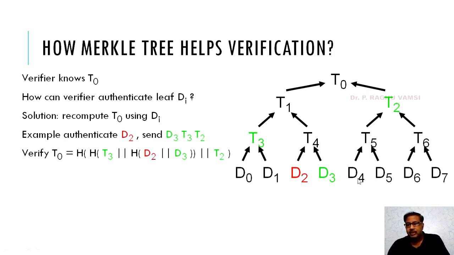For example, if I want to know whether D4 is tampered or not, then I need to have D5, T6, and T1. Okay, this is the way we need to supply. Then only we can apply this particular double hashing here. Then we can recalculate T naught. If the previous T naught and the T naught that we have obtained after recalculation are equal, then D4 is not tampered. Otherwise, D4 is considered to be tampered. This is the Merkle tree advantage.